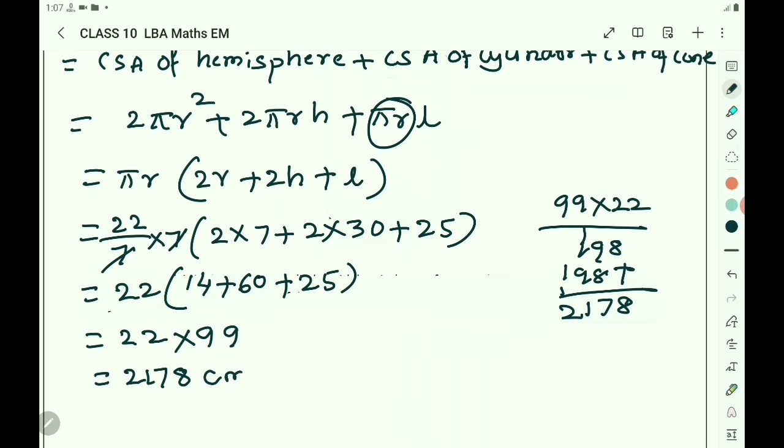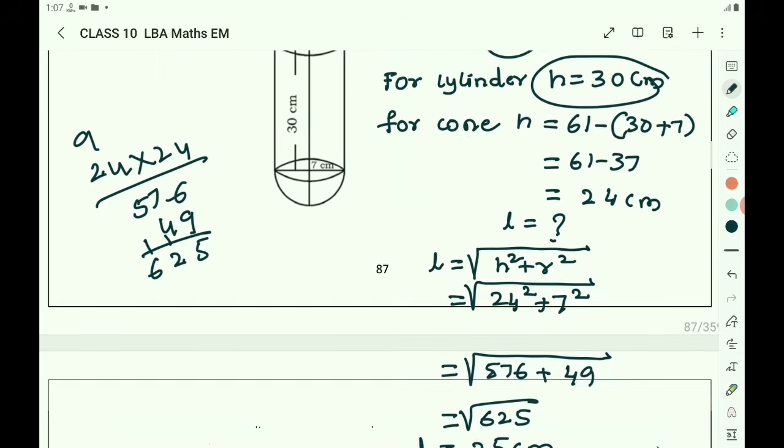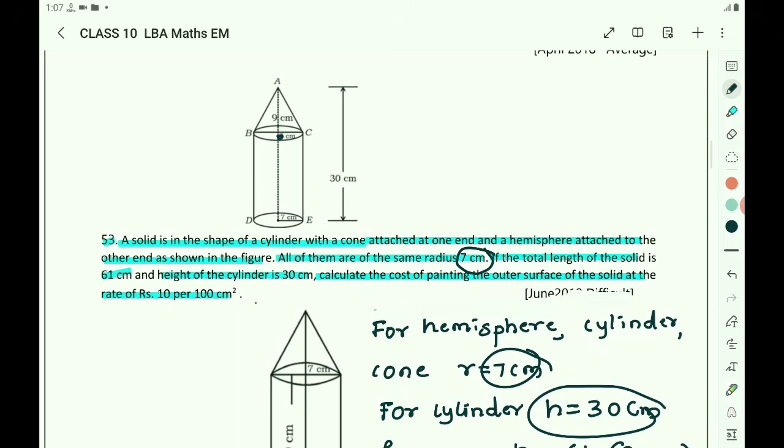2178 cm square. That is the surface area of the solid, and the rate of painting is given. We have to find out the cost of painting. Cost of painting is equal to what? Surface area into 10 by 100.